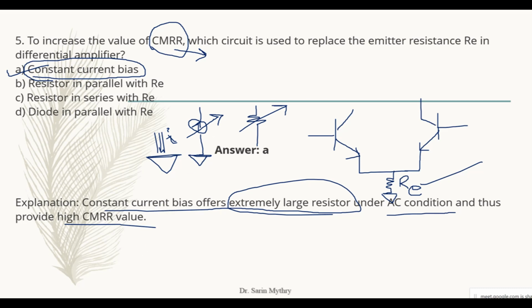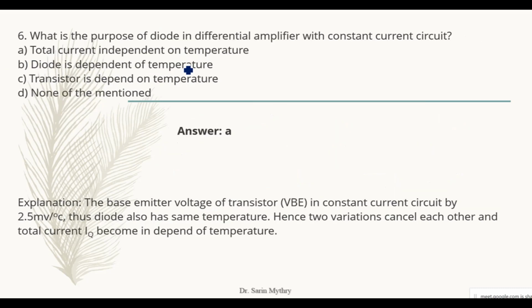So now here we are talking about the constant one. In place of this resistor, you will have only one constant current source. That current source will have a higher resistance. So ultimately, this is the answer. Correct option is A. I hope it's clear to you now. Now, next one.